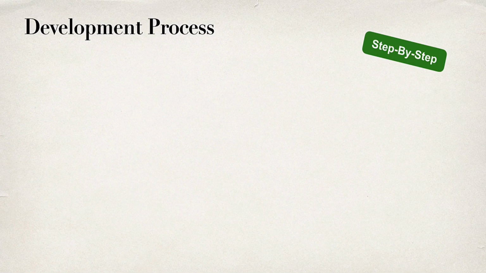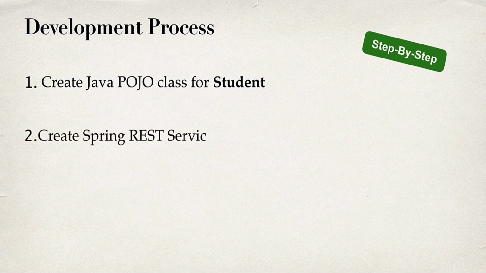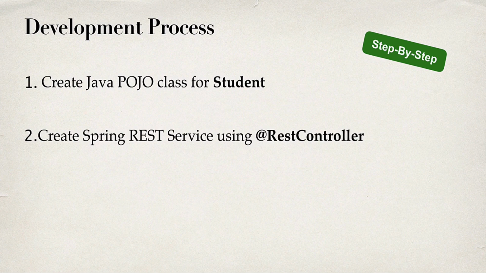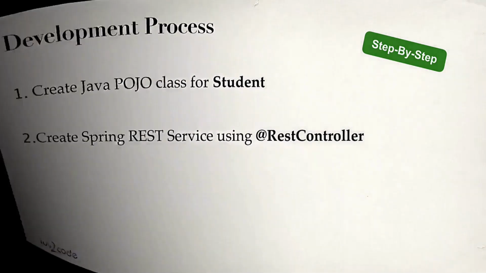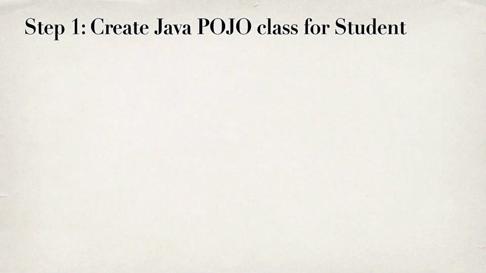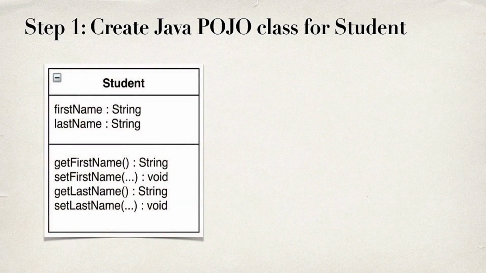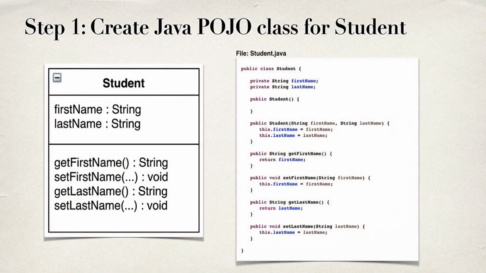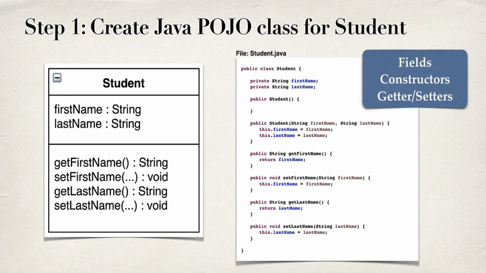So let's look at our development process. Basically, what we're going to do is create a Java POJO class for a student, and then we'll go through and create a Spring REST service using the @RestController annotation. All right, let's take a look at step one. Step one is creating a Java POJO class for a student. Here's the little UML diagram for it, and here's the Java code. This Java code is very simple, very straightforward. All we do is define fields, constructors, and the getters and setters. So very basic example here. You've seen a lot of this coding before.